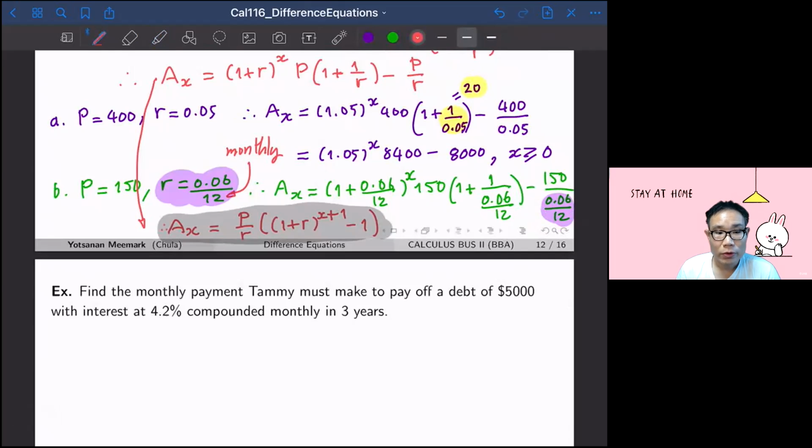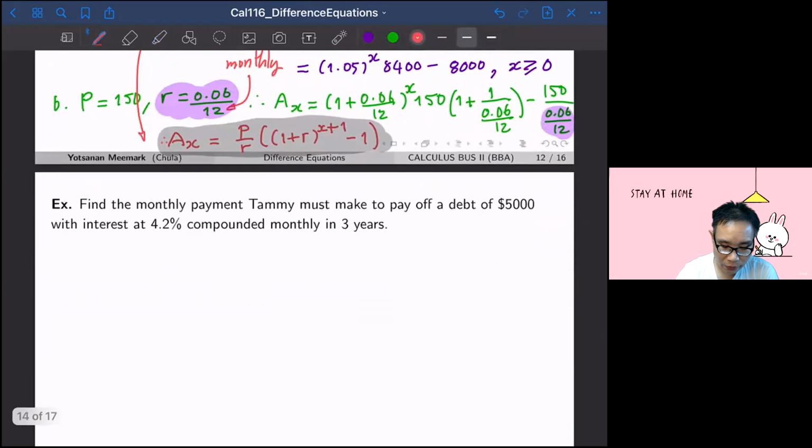Okay, so the next one, we would like to find a monthly payment. What monthly payment must be made to pay off a $5,000 debt with interest 4.2% compounded monthly in 3 years? Okay, so it's going to be compounded monthly. So when you see something like this, you're going to have the rate. So in 3 years, you have 36 months. So you translate the question a little bit.